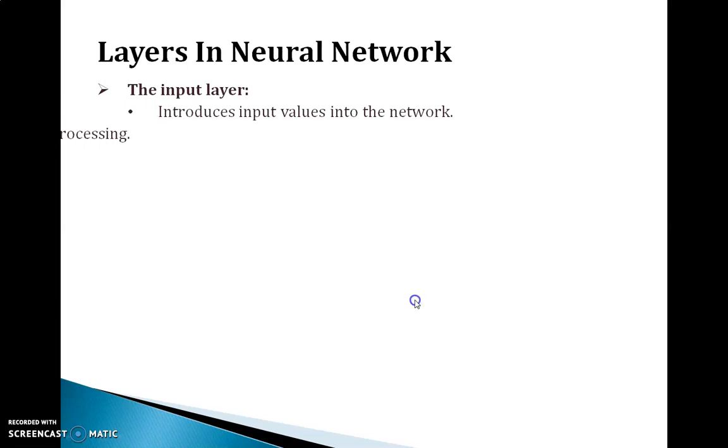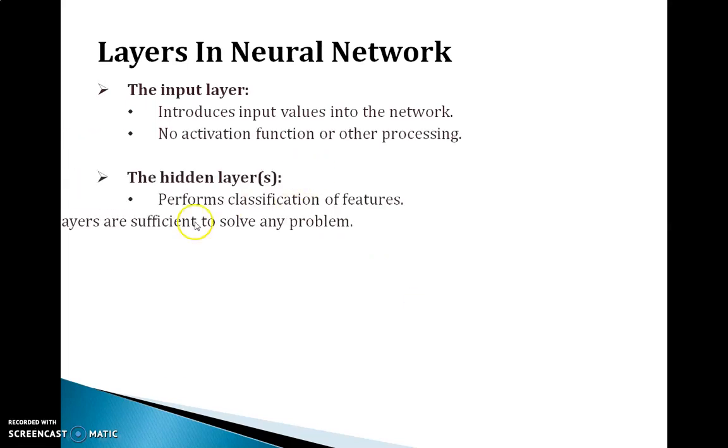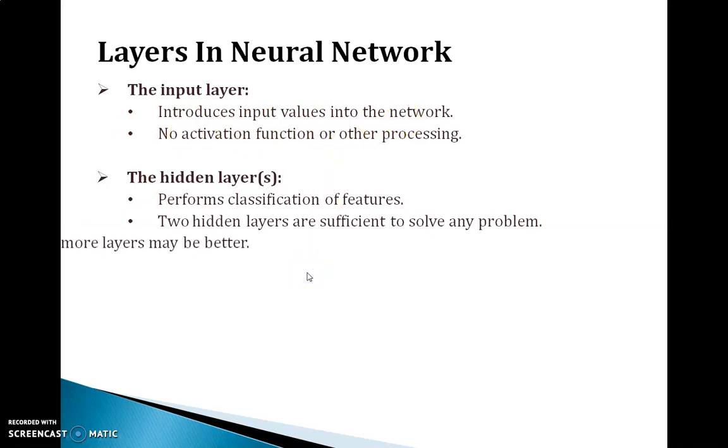There are three famous layers in the neural network. One is the input layer. It introduces the input values to the neural network. There is no activation or processing. In the hidden layer, it performs the classification work. Two hidden layers are sufficient to solve any simple problem. If the features are very high, we need more layers.